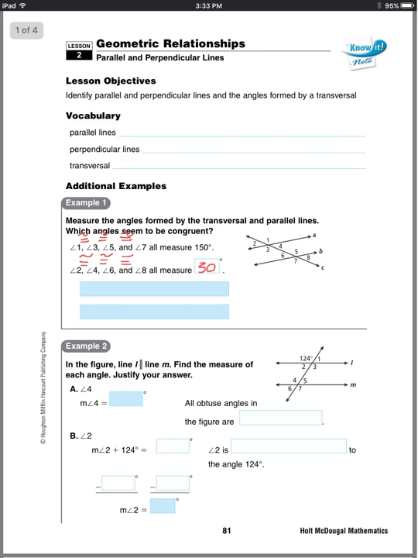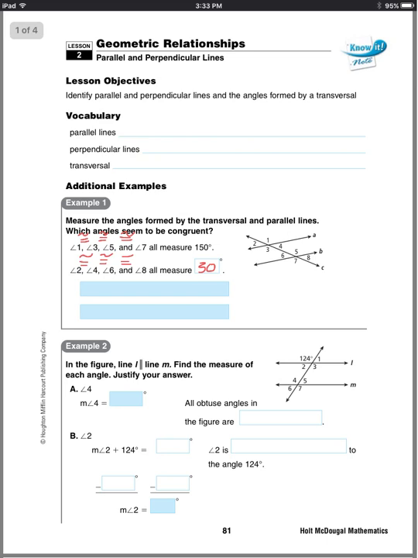So, we're going to look at that in example 2. In the figure, line L is parallel to line M. Find the measure of each angle and justify your answer. Now, something easy to do. Because you have angles right next to each other that share a side, they're adjacent. And because those adjacent angles are formed by vertical angles, your opposite sides are equal to each other. And remember, we said that adjacent angles, when formed by vertical angles, equal 180 degrees.